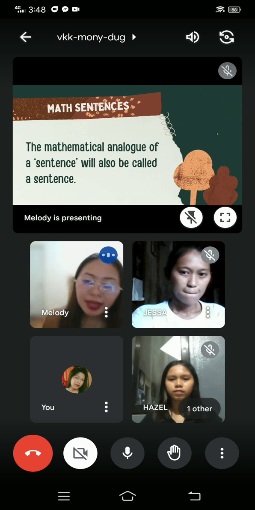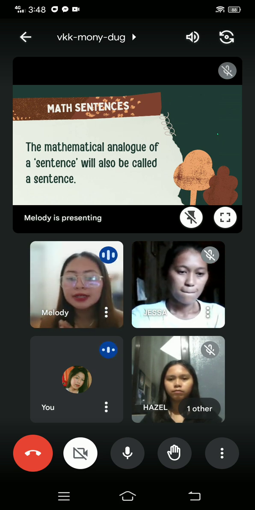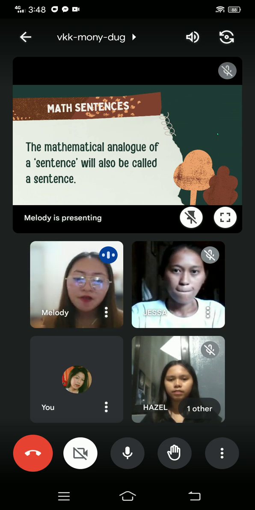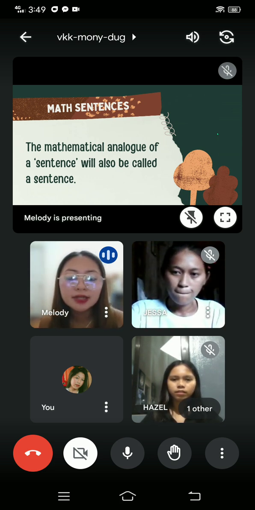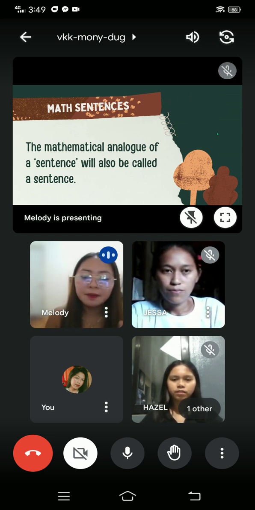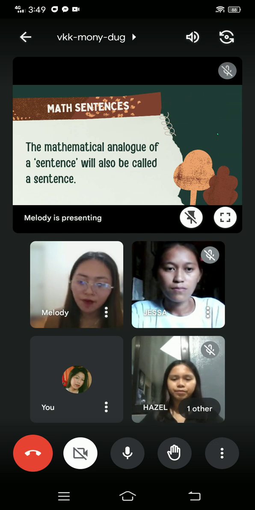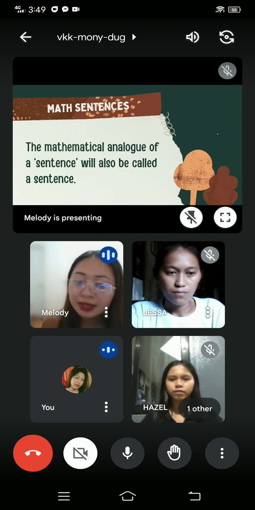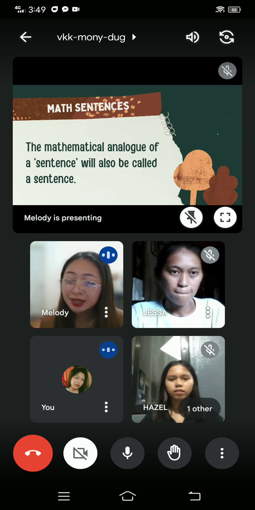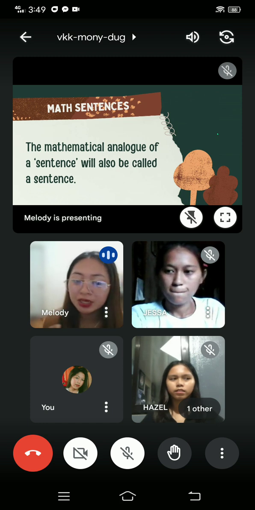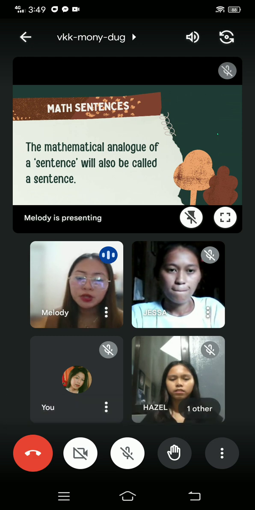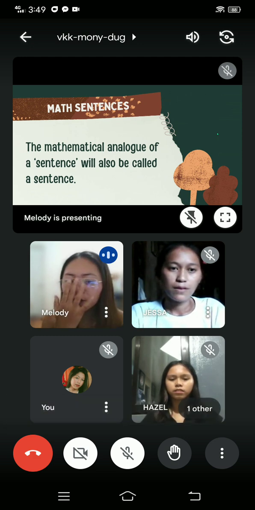So next, some ideas regarding sentences are explored. English sentences have words, and so do mathematical sentences, like 3 plus 4 equals 7. The verb is equals. If you read the sentence as 3 plus 4 is equal to 7, then it's easy to hear the verb. Indeed, the equal sign is one of the most popular mathematical verbs.